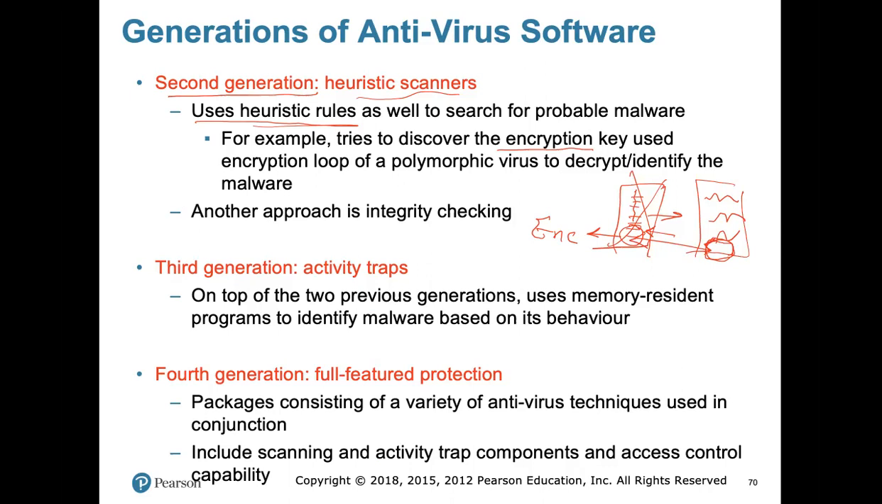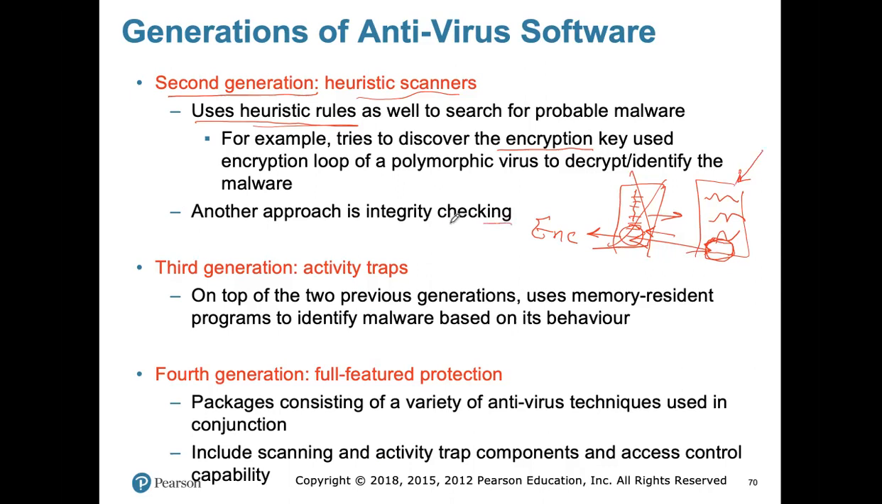So let's find the encryption's key, and let's try to decrypt the code, and then I'm going to apply signature matching. Or if you find some code that is encrypted and you can decrypt it using that key, most probably that code should be malicious, because what's the reason for a normal code to be encrypted?